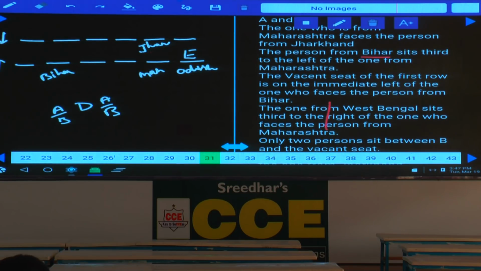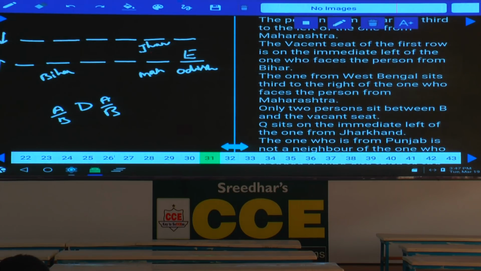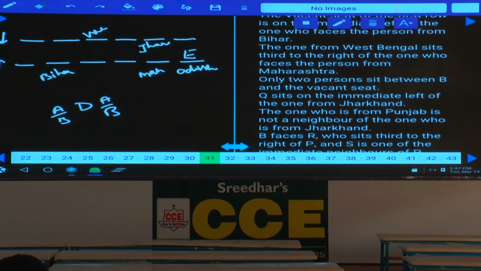And next one, the vacant seat of the first row. It is talking about which place of the first row is on the immediate left of the one who faces Bihar. Hence this is the vacant seat, isn't it? And the one from West Bengal sits third to the right of the one who faces Maharashtra. This person is facing Maharashtra. Third to the right, 1, 2, 3, and this person must be from West Bengal.